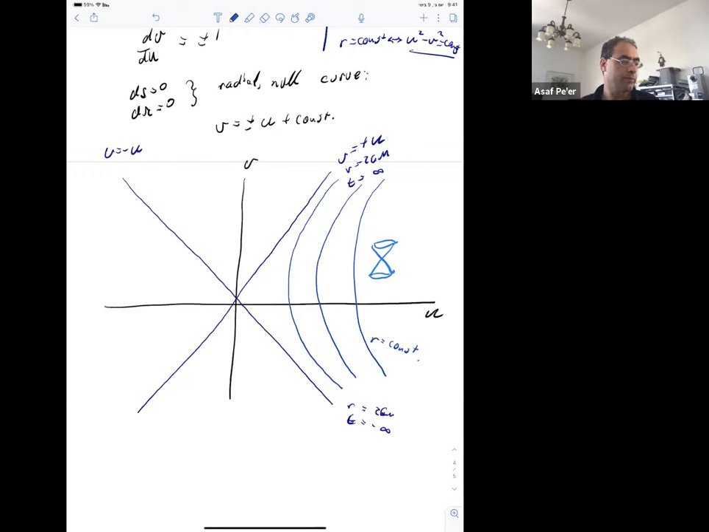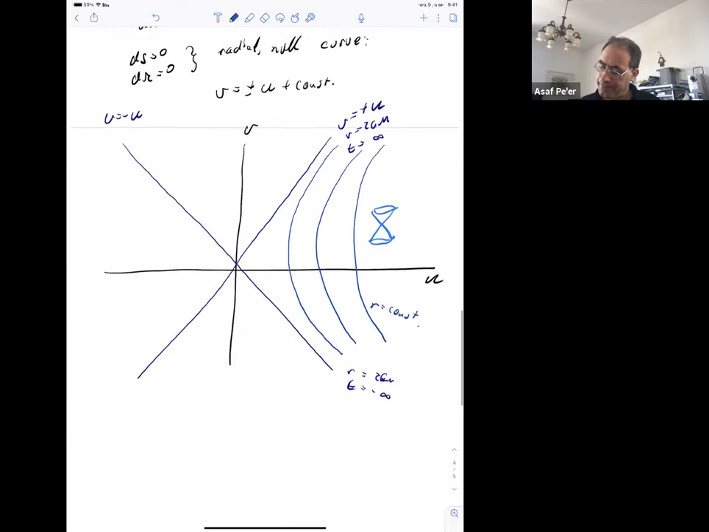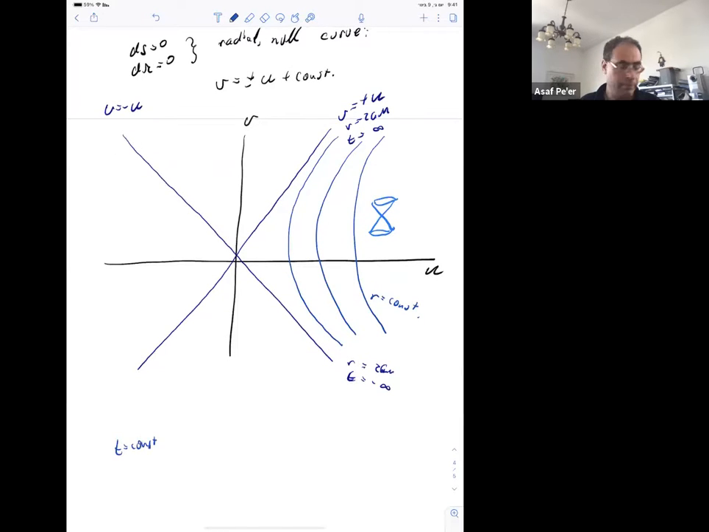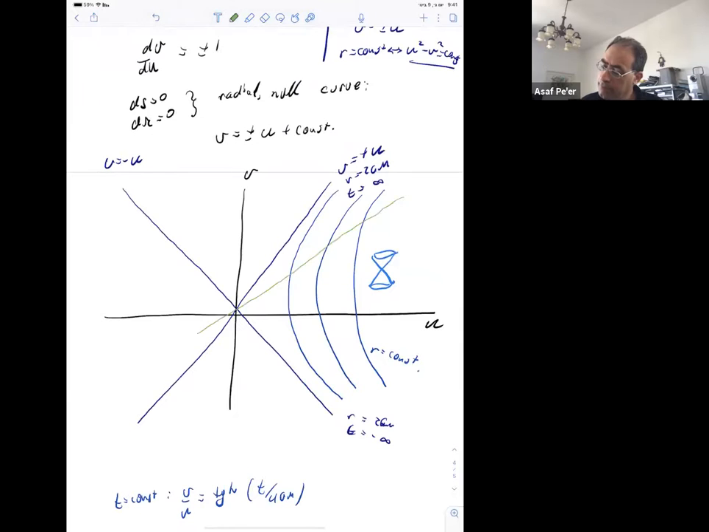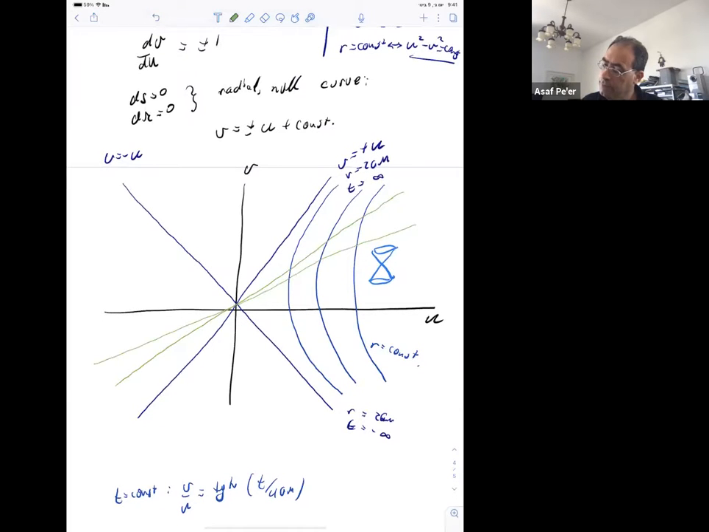The parabolas. Constant time, right, that's v over u, it just tangents the hyperbolicus of t over 4gm. So this is just straight lines, right, that all go through the origin. So constant time would look something like that. Of course, this is t equal infinity, right?